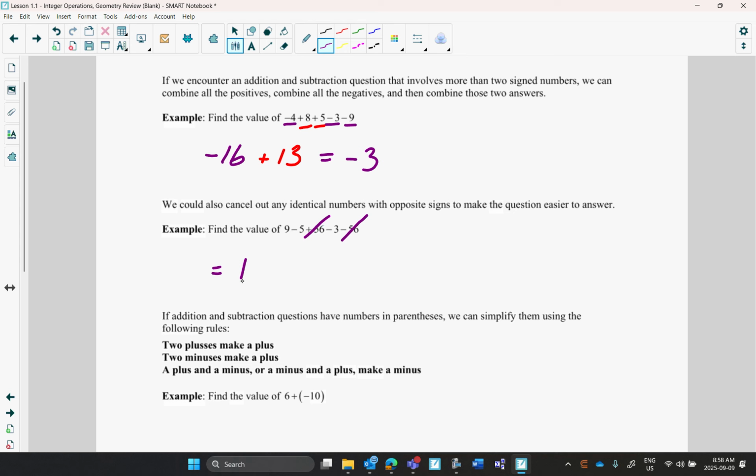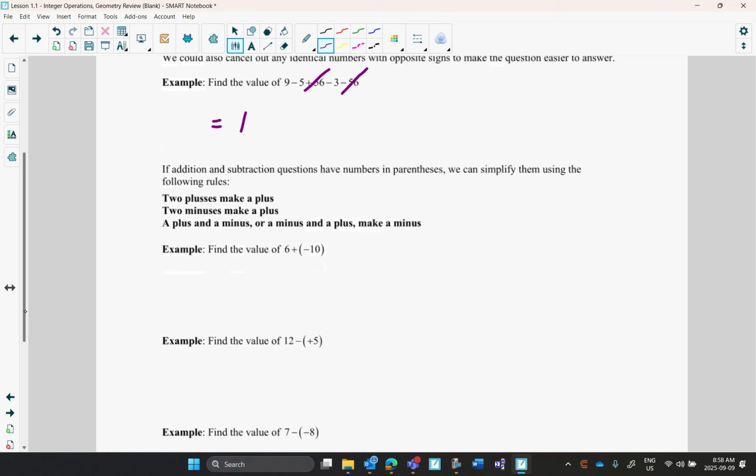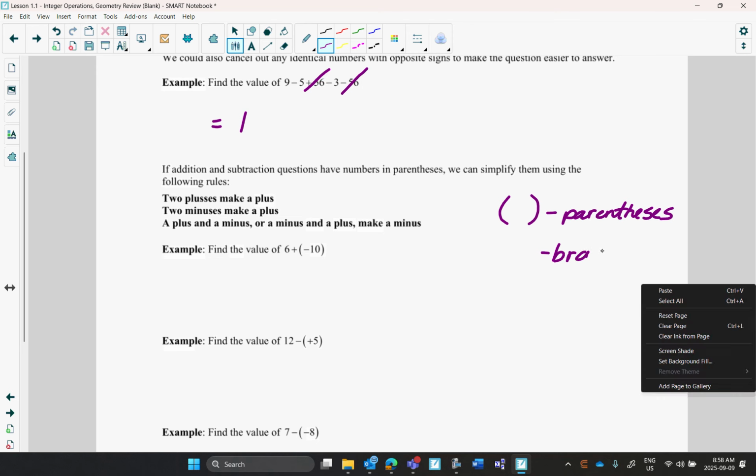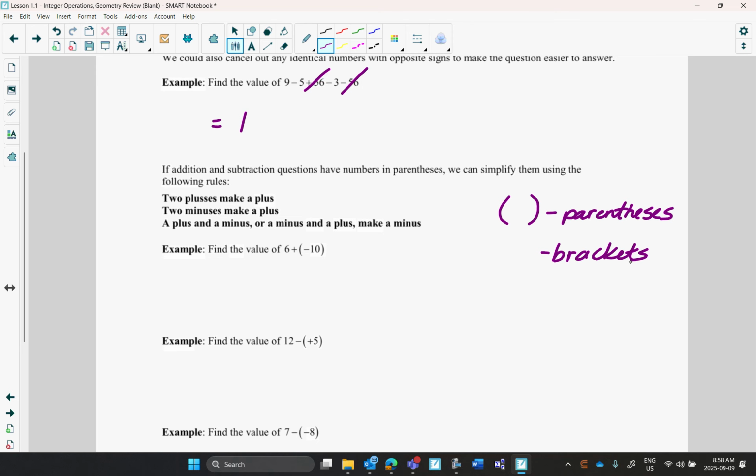Sometimes when we add and subtract negatives, we may have two signs beside each other, separated by parentheses. By the way, I always call these parentheses. Brackets have a different look; brackets are the square ones. Some people just call them all brackets. I suppose that's okay, but I'm always going to use parentheses.